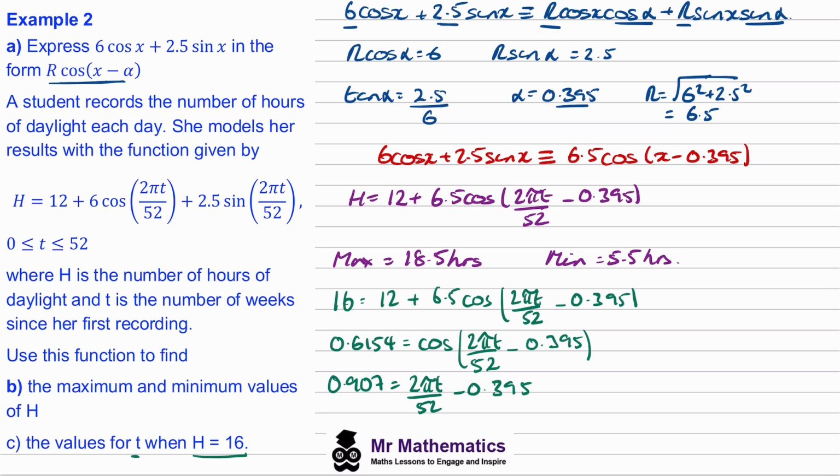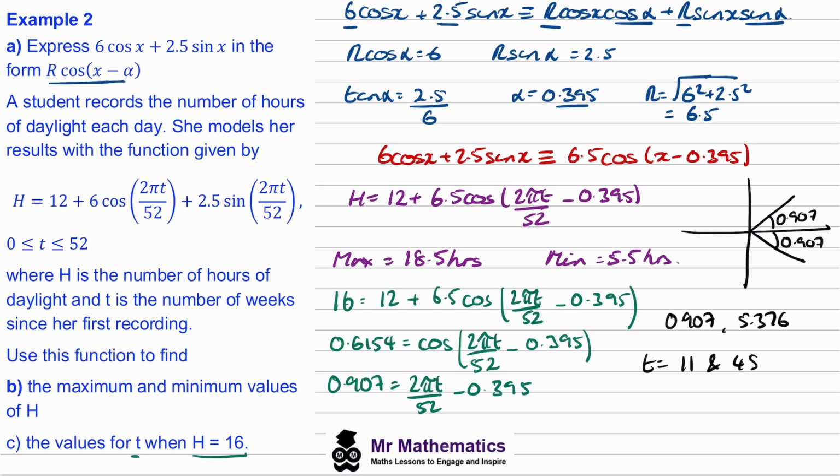We can find the solution to this within the range. We'll draw a CAST diagram. We know this is positive, so we're looking in the first quadrant and the fourth quadrant. So our solutions will be at 0.907 and 5.376. And when we solve each of these for this right-hand side, we get t to be 11 and 48 weeks.